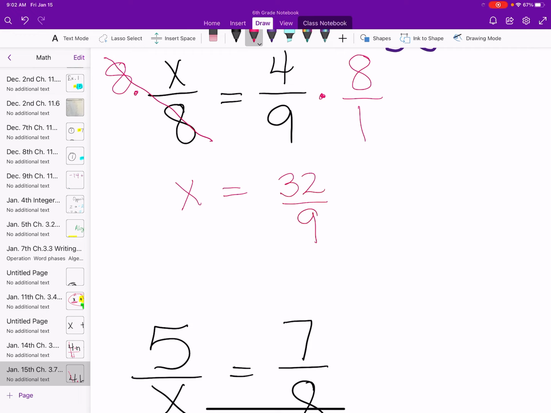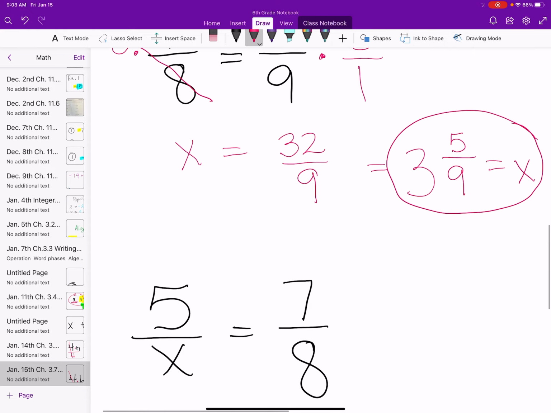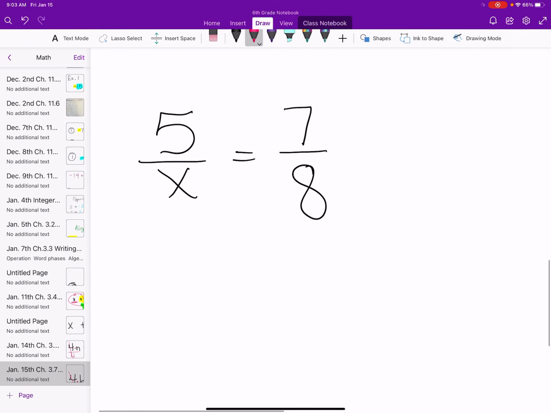I cannot leave this as an improper fraction like this. I need to make it a mixed number. So 9 goes into 32 3 times, which gets me up to 27. That means I have 5 left over, and I keep my denominator. So x is equal to 3 5/9. And don't forget in your answers, I need your answer equal to your variable. You have to put your variable in your final answer, okay? Okay, moving on to the last one.